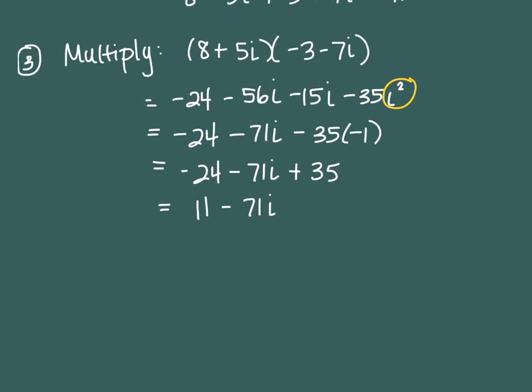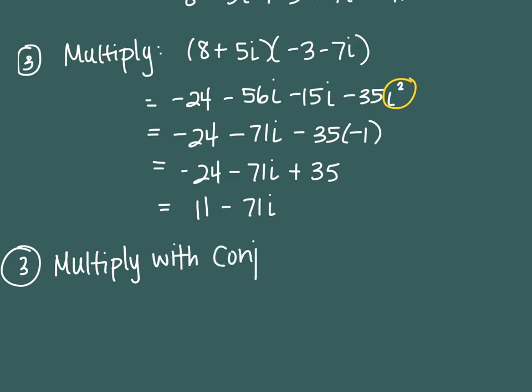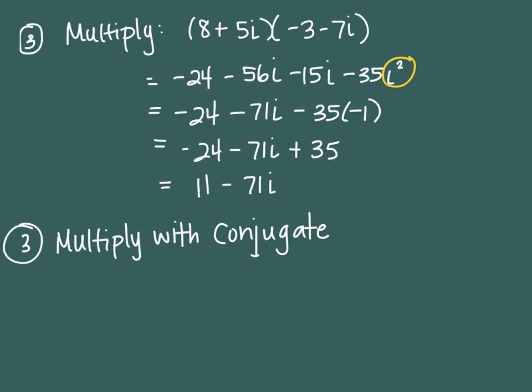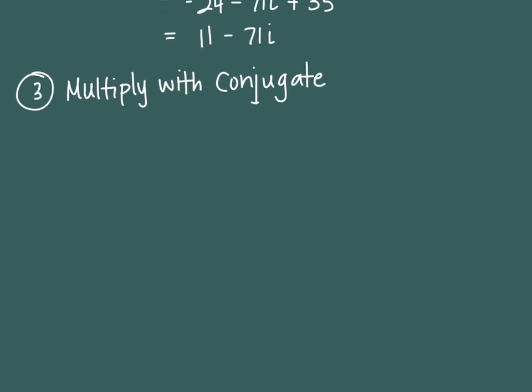Okay, we need another multiplication one, because I need to introduce a vocabulary word. I need to introduce the vocabulary word of a conjugate. Multiply with conjugate. C-O-N-J-U-G-A-T-E. Multiply with the conjugate. Now, conjugate is one of those vocab words you need to know because it's going to show up on an open quiz and test and stuff.